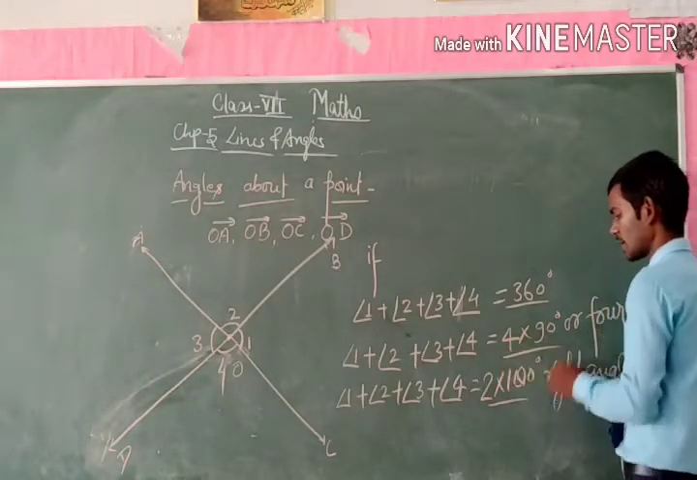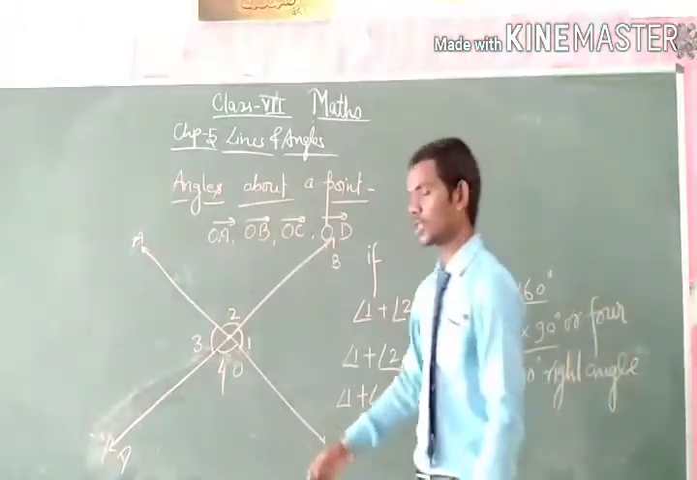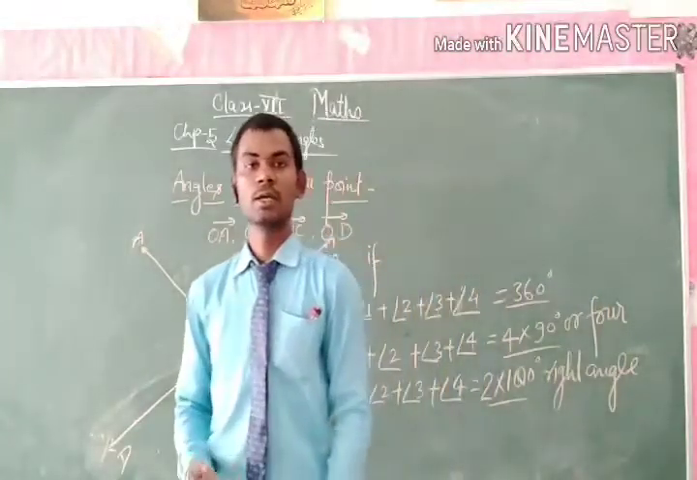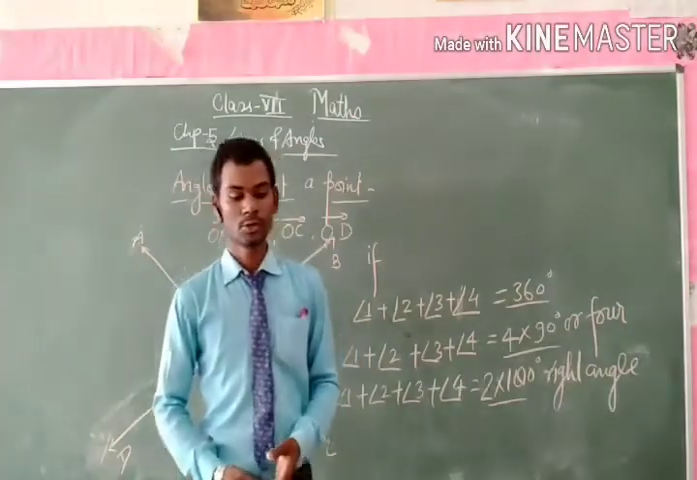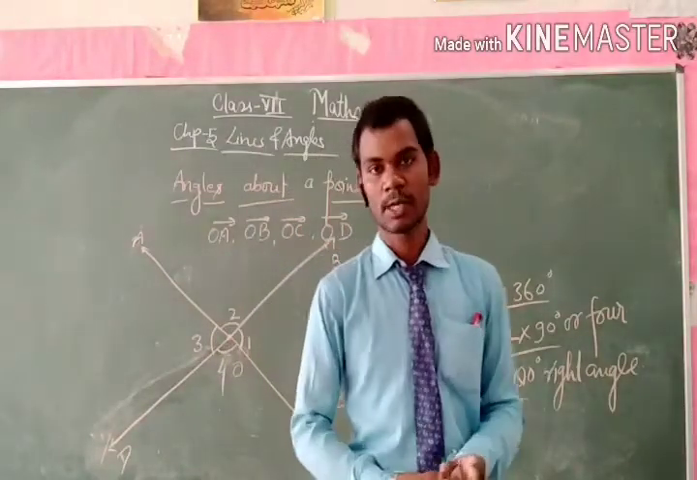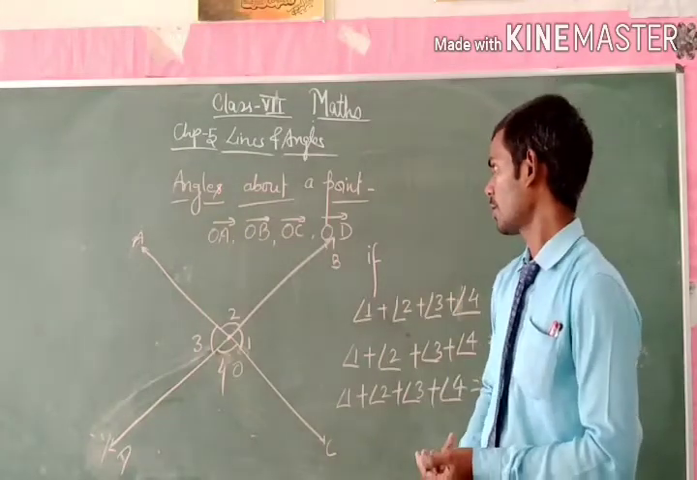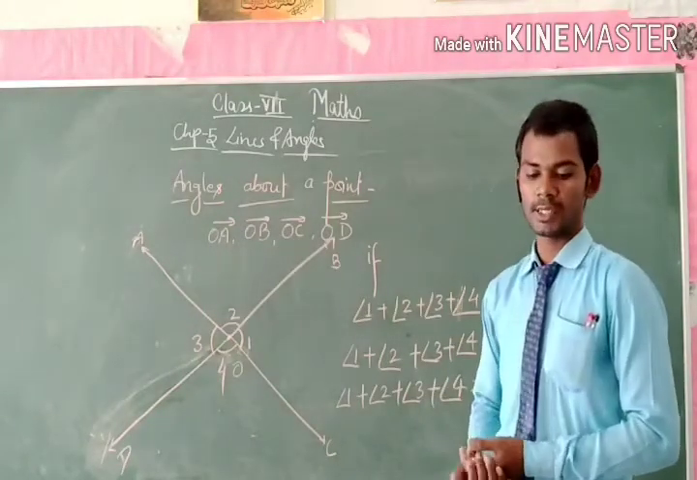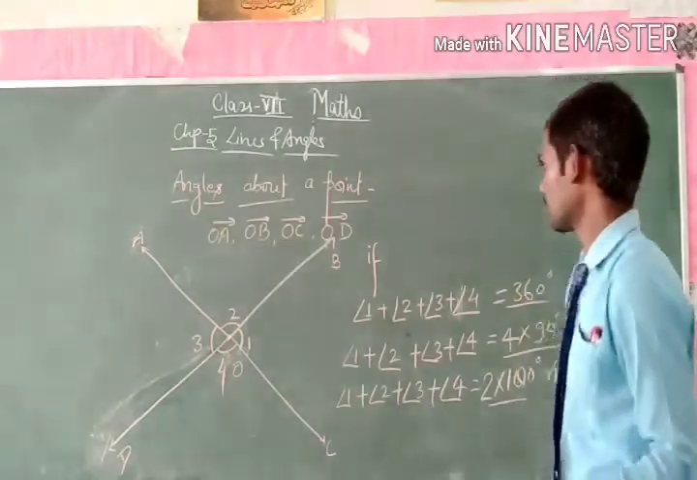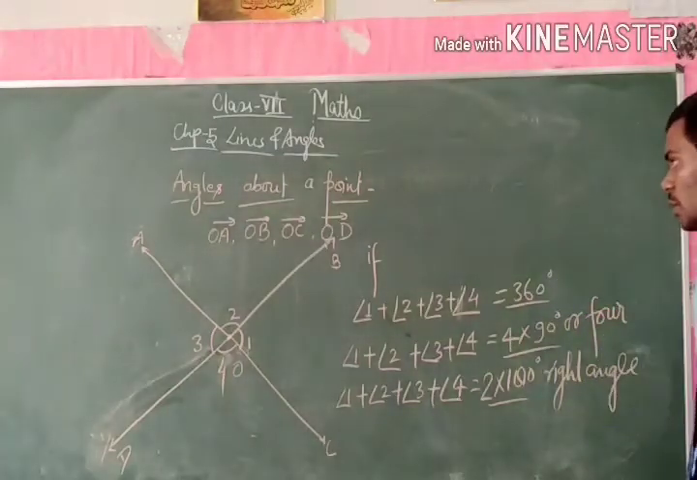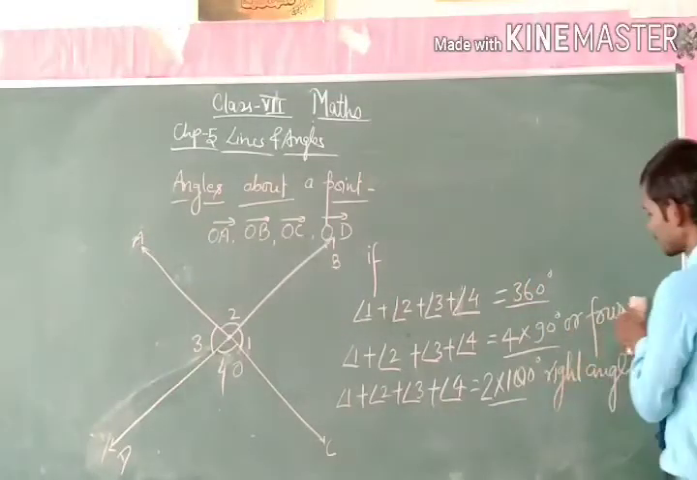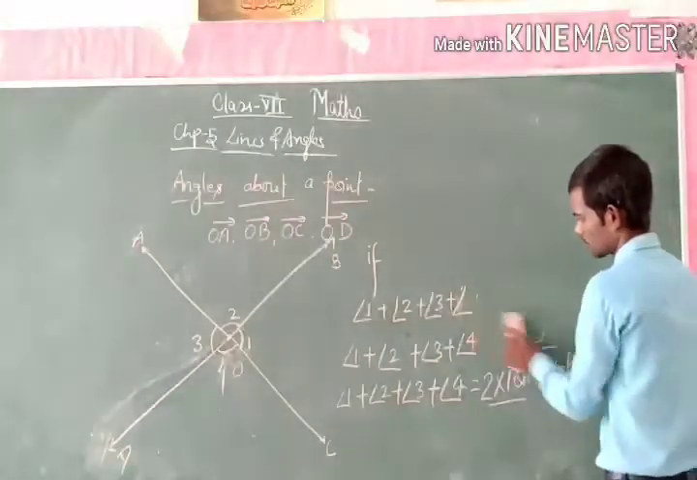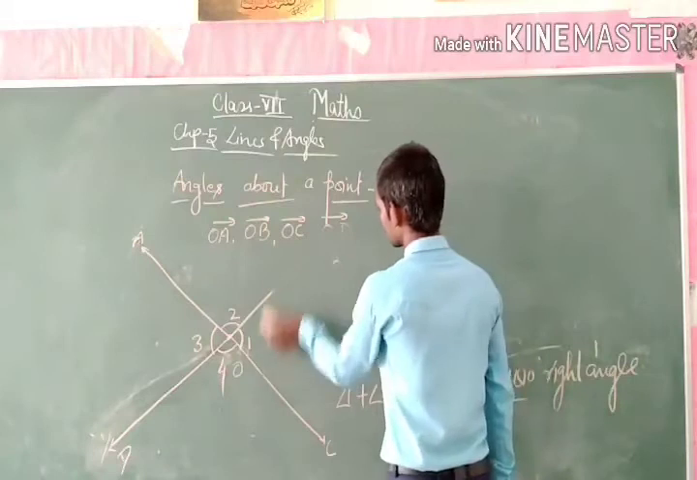So we can say that if these four angles form a complete angle, then we say that they are forming angles about the point. So this is the last topic of chapter 5, and now let us start our exercise, that is 5.1. I hope it is clear to everyone. So let us start our new topic, our exercise 5.1. So let us see the first question.